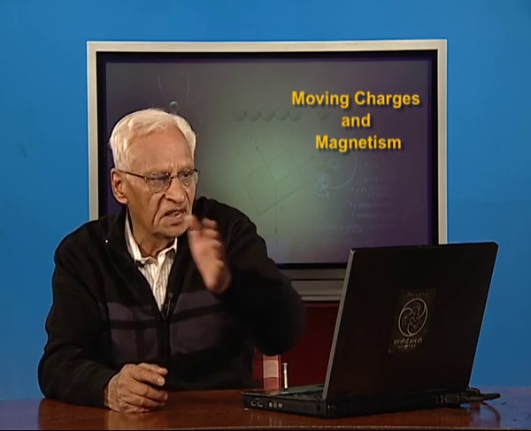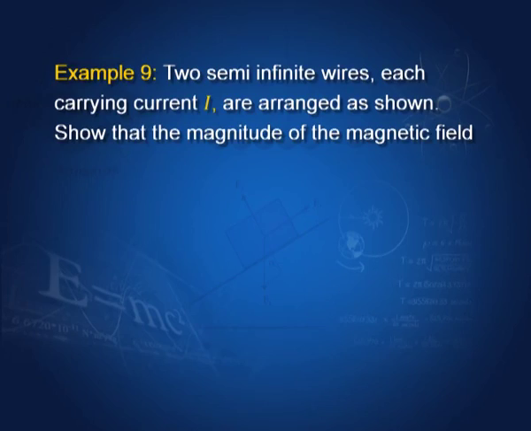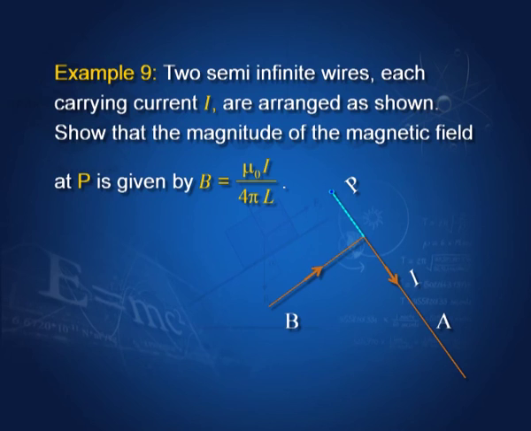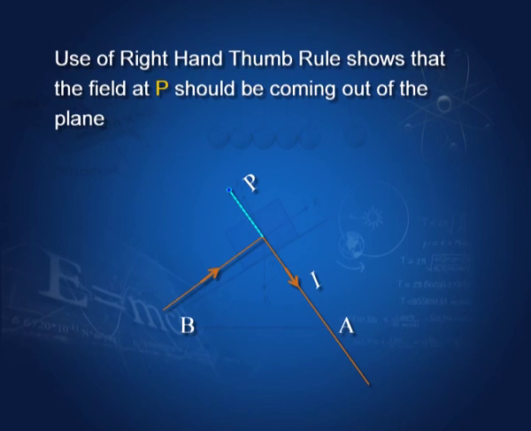Let us use this result for semi-infinite wires immediately, so that our ideas get fixed. We have two semi-infinite wires B and A carrying the same current I, and we have a point P which is along this wire at a distance L from this junction. The current in A will not contribute because they are in the same direction, the cross product is 0, so only wire B will contribute.